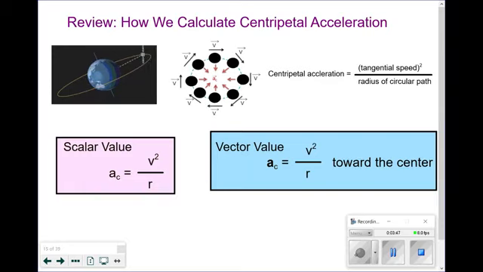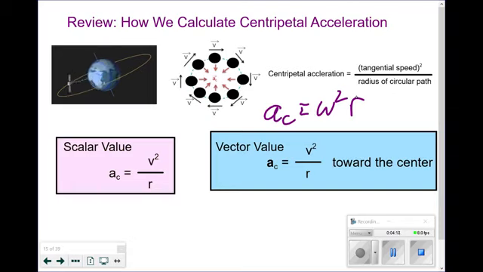Now, just a quick review of centripetal acceleration. We know that centripetal acceleration always points towards the center of the circle. It does not change the actual speed of the object, but rather the direction of its motion. Centripetal acceleration is equal to the tangential speed of the object squared divided by the radius of the path it is taking. It is also equal to the angular speed squared times the radius as well.